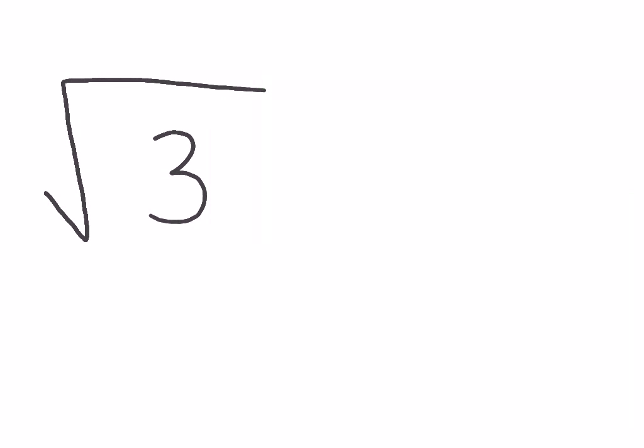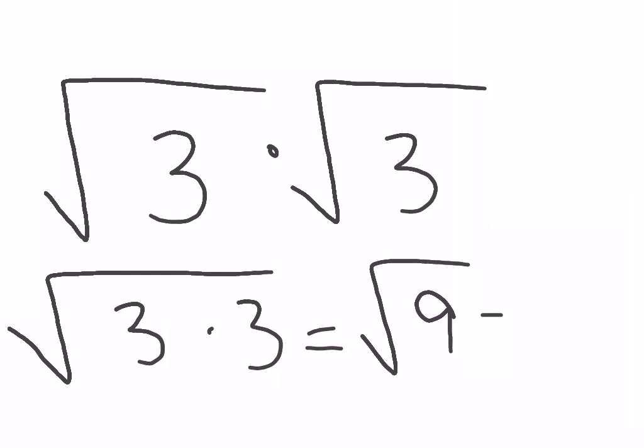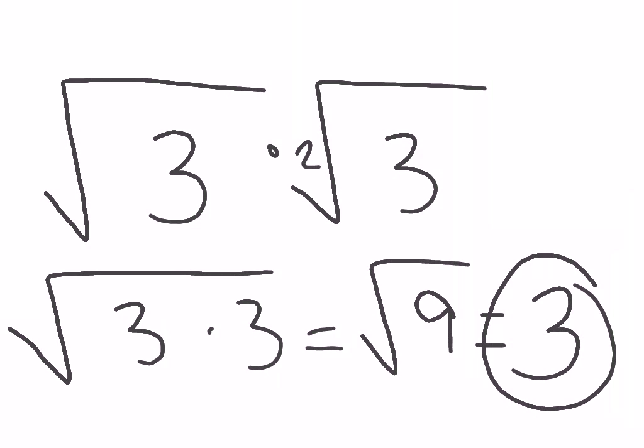The same thing goes for something like this. If I have the square root of, let's say, 3, and I have the square root of 3, and they're being multiplied, that's the same thing as the square root of 3 times 3, which is the square root of 9, which is just 3. So I was able to do that because I'm taking the square root of both numbers there.